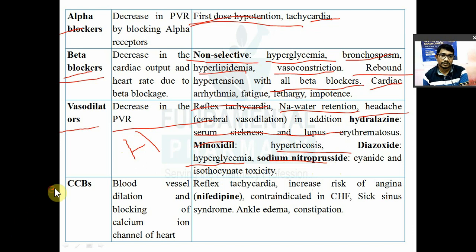Then next आता है आपका कैल्शियम चैनल ब्लॉकर। Am I audible to you? Are you getting or not? समझ रहा है यहाँ पे?